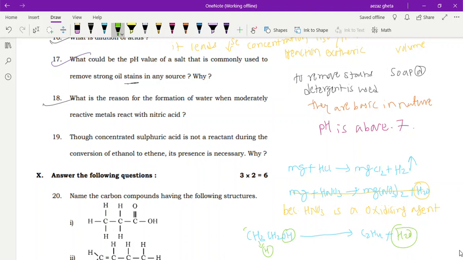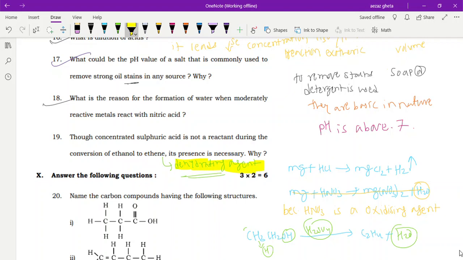So what is the actual role of sulfuric acid? It removes water. If it removes water, it acts as a dehydrating agent. You should say it removes water. Concentrated sulfuric acid is important because it removes water. It acts as a dehydrating agent. This is the correct answer.